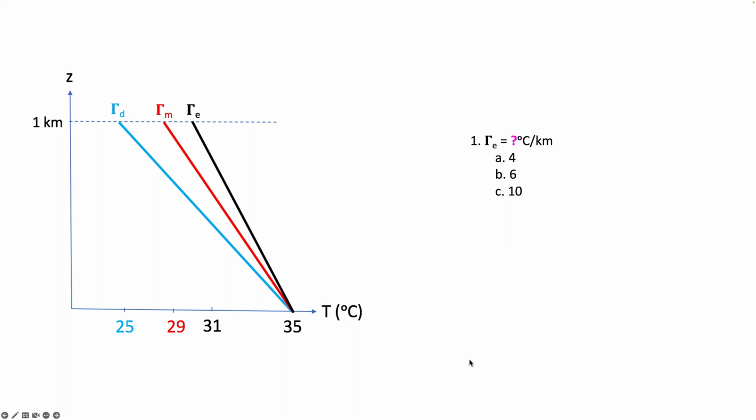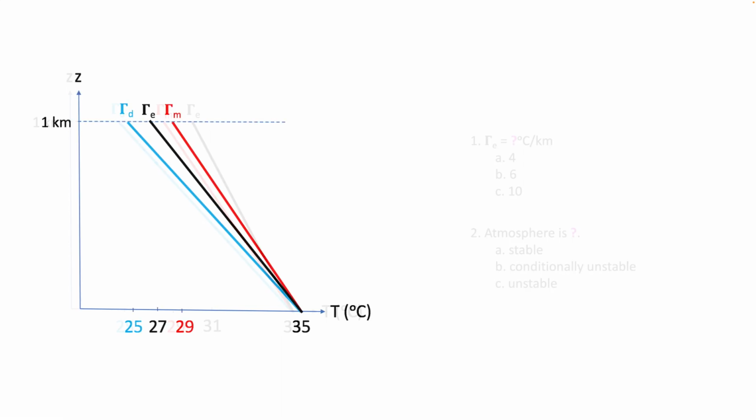And then given that environmental lapse rate, you're again going to lift dry and moist parcels, and then at 1 kilometer, you're going to do your temperature and density comparisons to determine whether the dry and moist parcels go back down to the surface, stable, or rise up on their own, unstable. So for this example, is the atmosphere stable, conditionally unstable, or unstable?